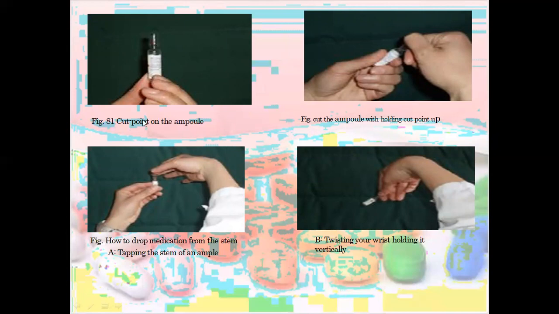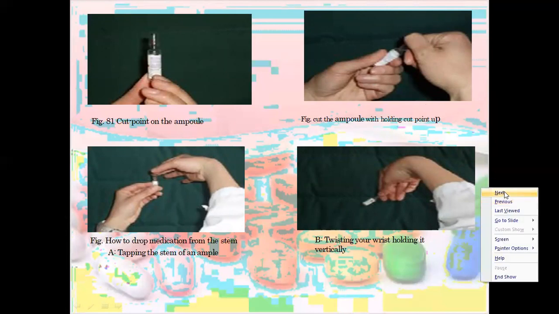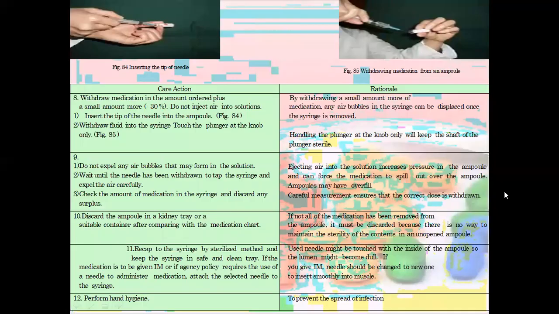So first we have to drop the medication from the stem, tapping the stem of the ampoule. Then next, पहले हमको जो एम्पुल कटर है उससे we have to apply it on all areas of the neck of the ampoule. Then after that we have to hold like this, इस तरह से पकड़ के. Then we have to twist your wrist, holding it vertically. Then we have to break down the ampoule. उसके बाद हमको ब्रेक डाउन करना है.